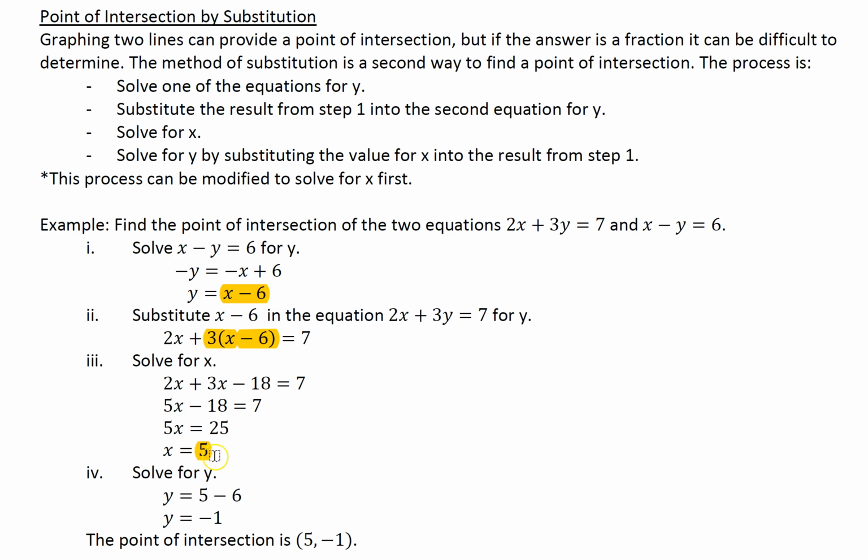But I need to figure out the y value. The nice thing is I can go back up to step number 1, which was x minus 6, and that's what y equals. So y equals x minus 6, or 5 minus 6. And y equals -1. If I put these two pieces together, the fact that my x equals 5 and my y equals -1, and put it into an ordered pair, that tells me that the two lines, if they were to be graphed, would intersect at the point (5, -1).